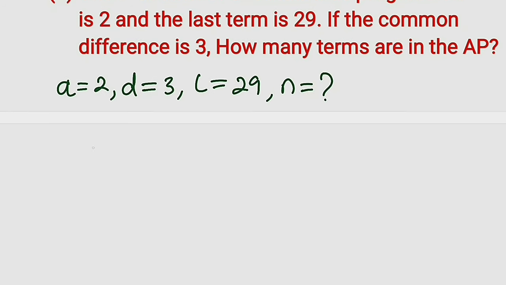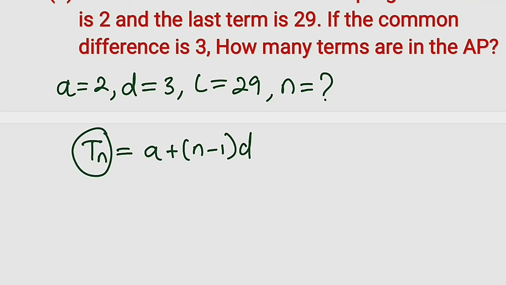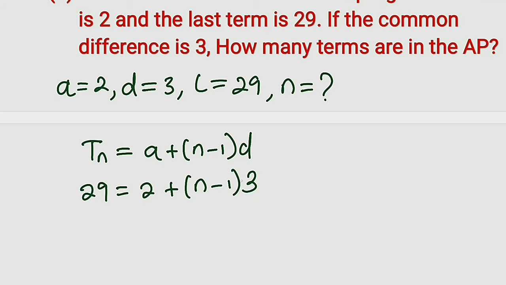So which formula should we apply? Let's use the general term, Tn, which is equal to A plus n minus 1 times D. A is the first term, n is the number of terms, and D is the common difference. But remember, Tn represents every single term in a sequence. Therefore, we can substitute it with 29 because 29 is a term in the sequence, which is the last one. So we have 29 equal to A, which is 2, plus n, which is unknown, minus 1, D is given as 3.